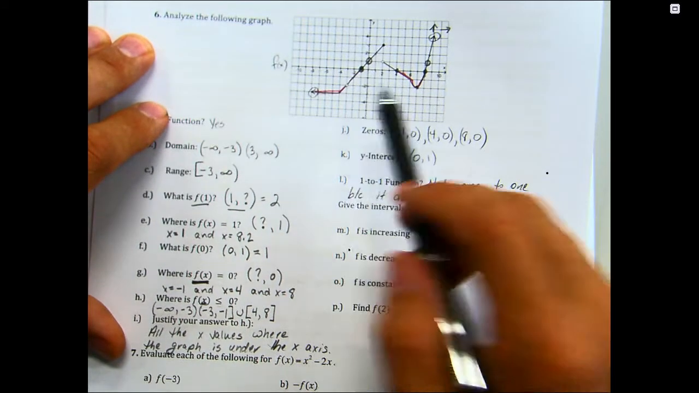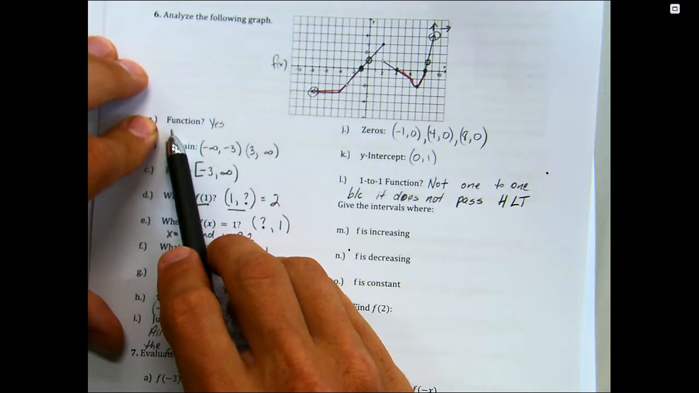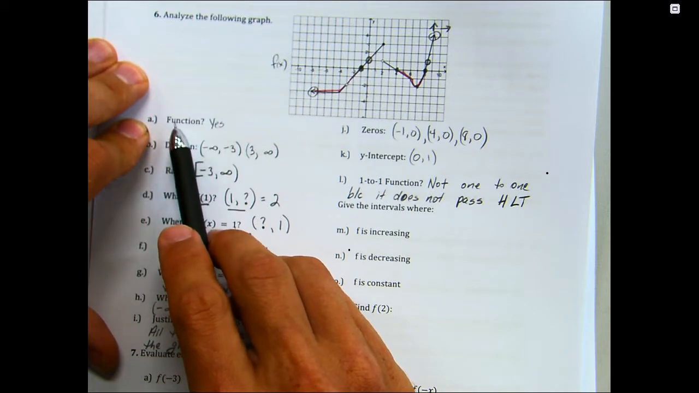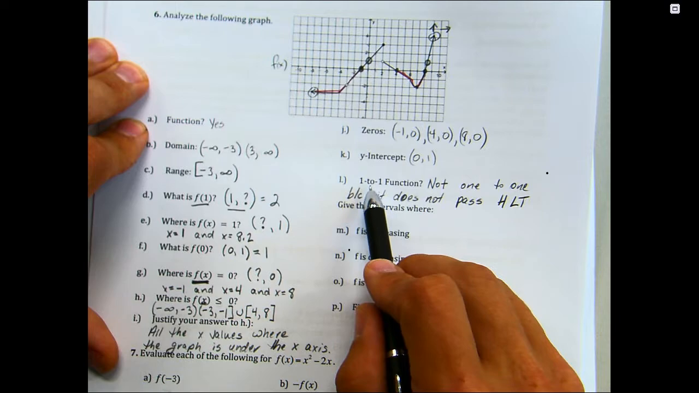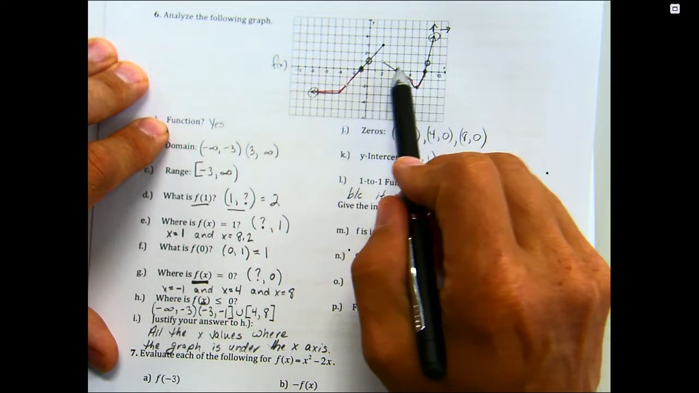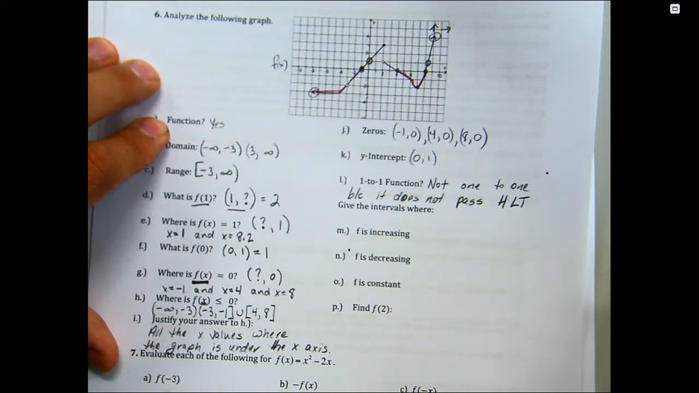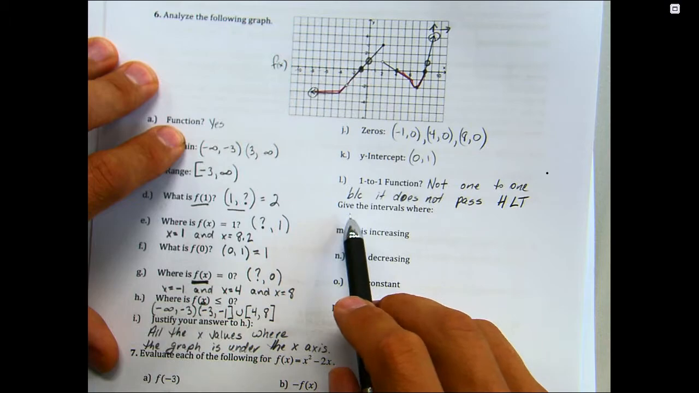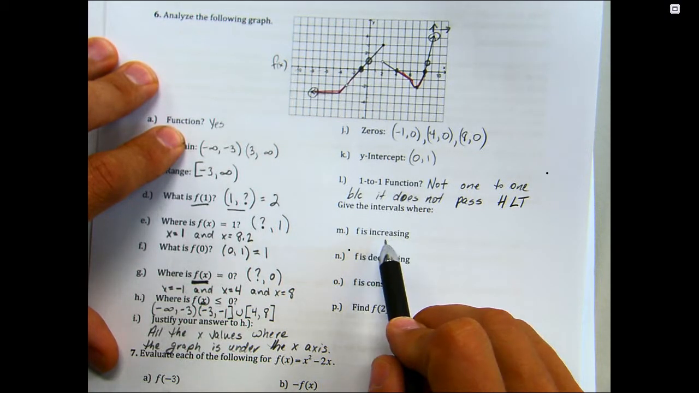So for it to be 1 to 1, it's got to be a function. There's got to be, for every x, at most one y. But then, in addition, for a 1 to 1 function, each y can only have one x. And in here, there's multiple x's for a couple of y's. Okay? So now increasing, decreasing intervals. Okay? Give the intervals where f is increasing.